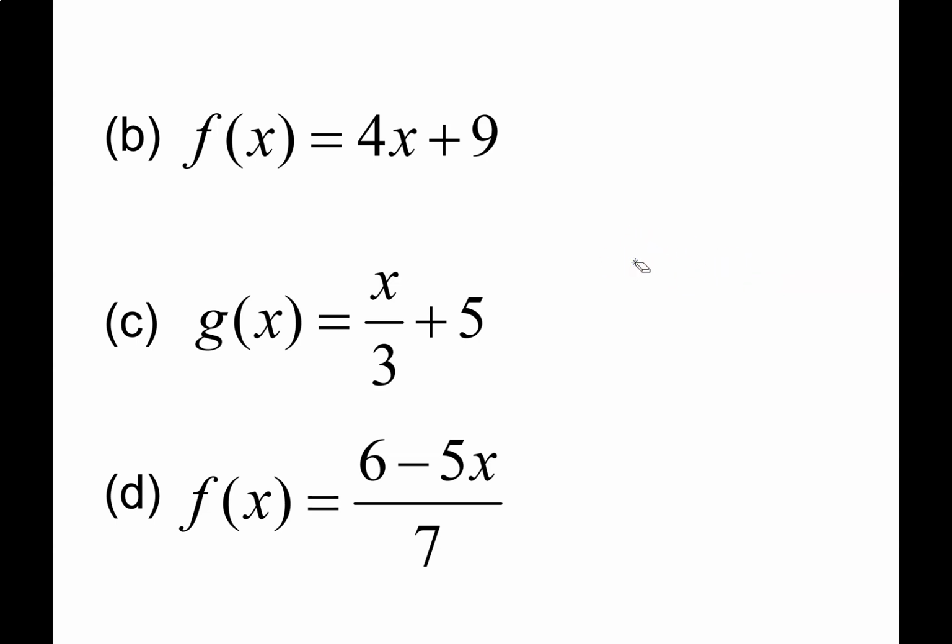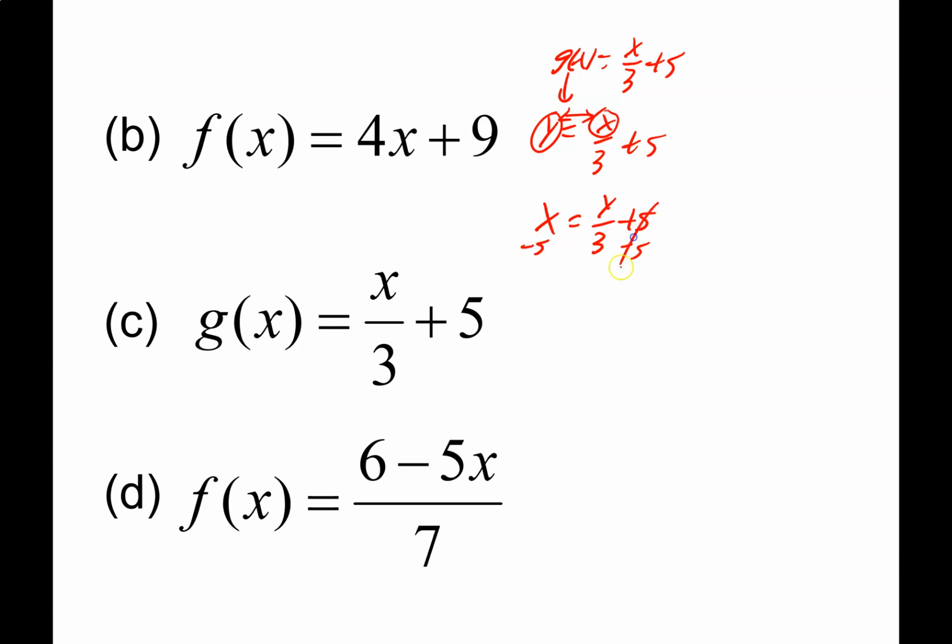Okay, so the next one, I've got g of x equals x over 3 plus 5. Again, replace f of x with g of x. That's just another name for y. Then you switch the x and the y. So instead of y equals, it becomes x equals. Instead of x over 3, it becomes y over 3 plus 5. You use the definition of the inverse. Now we solve for y.